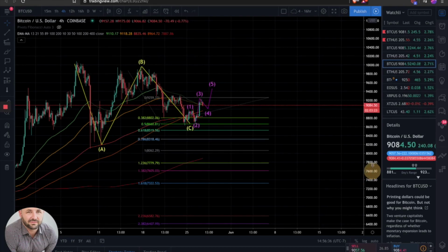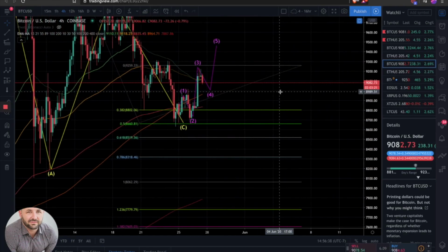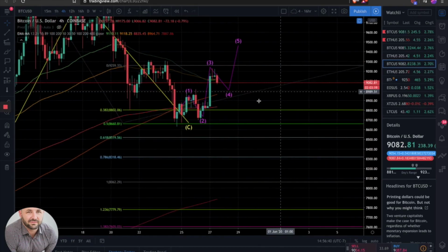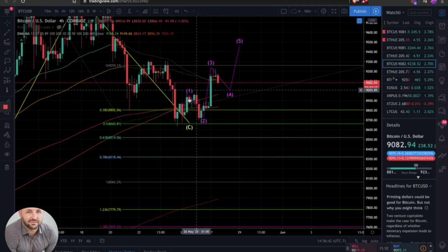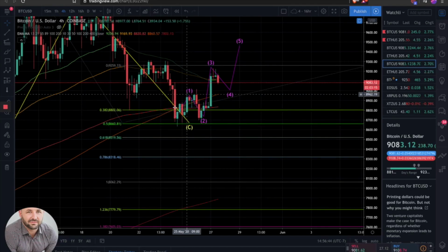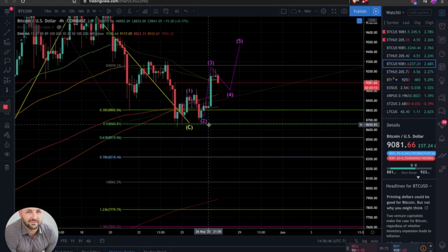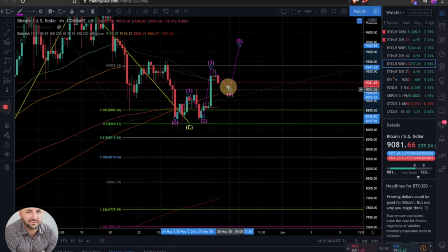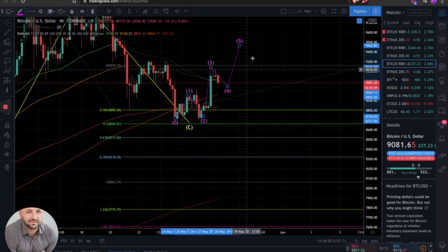The only thing I'm not a huge fan of on that one is just this guy right here. Looks a little bit more of a 3-wave move versus a 5-wave move, but not completely out of the question.